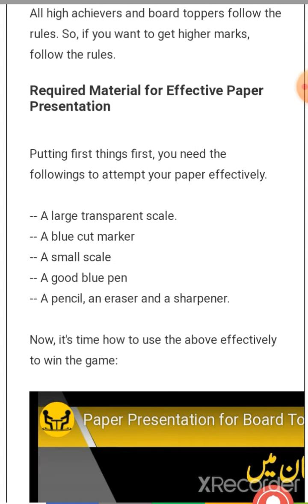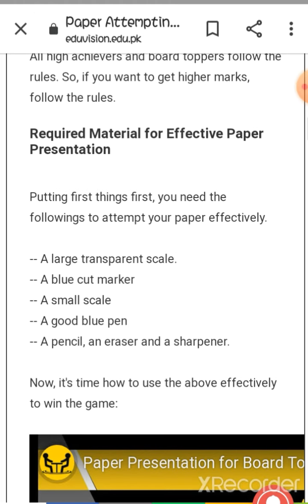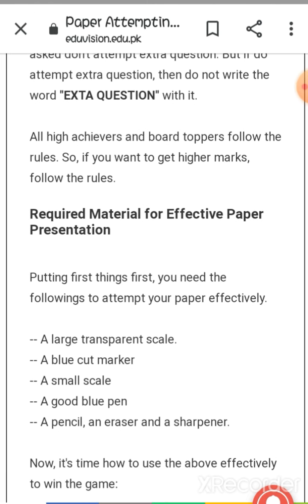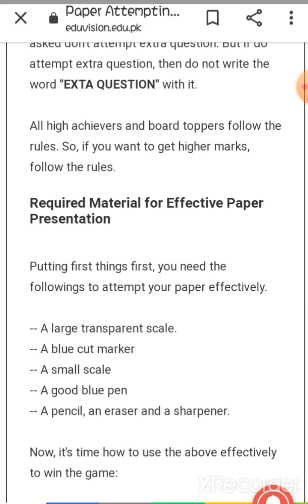Required materials for effective paper presentation. Putting first things first, you need the following to attempt your paper effectively: a large transparent scale, a blue cut marker, a small scale, a good blue pen, a pencil, an eraser, and a sharpener. Now it's time to see how to use the above effectively to win the game.